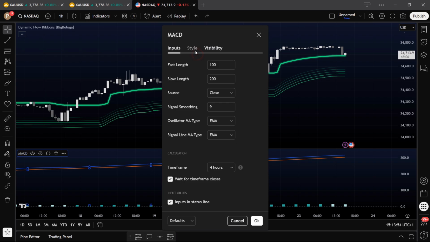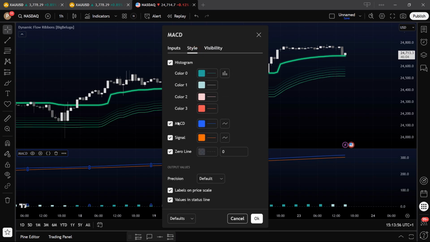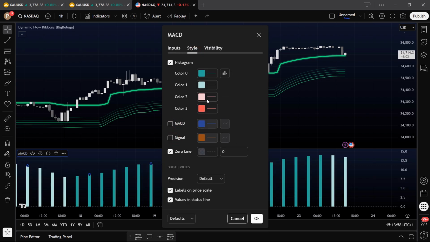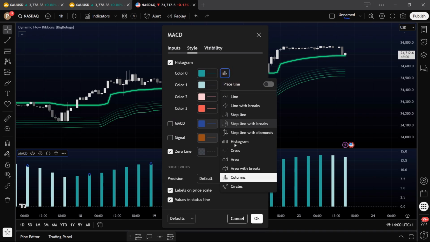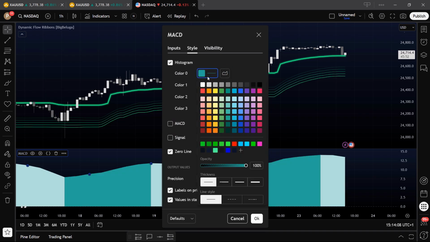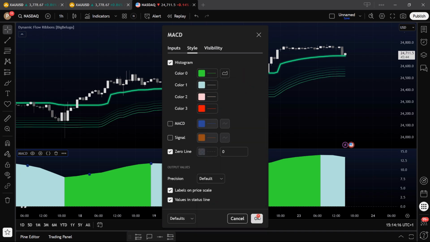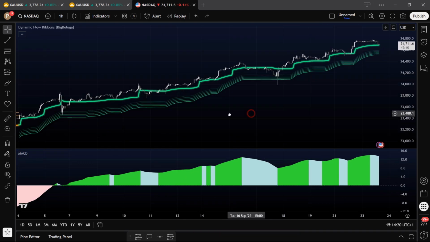In Style, turn off the MACD and signal lines. Change the histogram to an area chart. Now, green means bullish momentum. Red means bearish momentum. If there is no color, we stay out. No exceptions. Our final layer is the simplest and the most important.